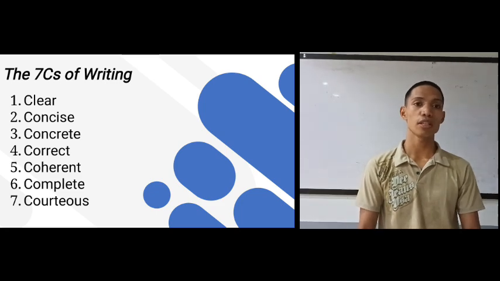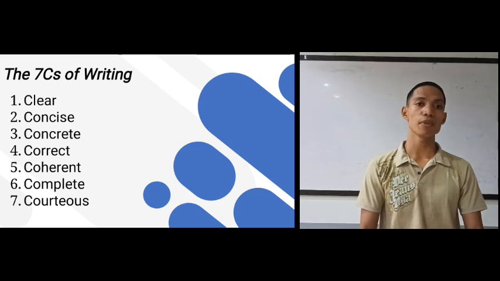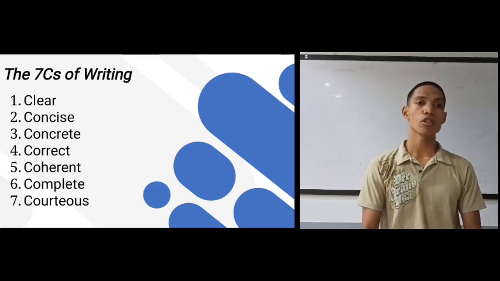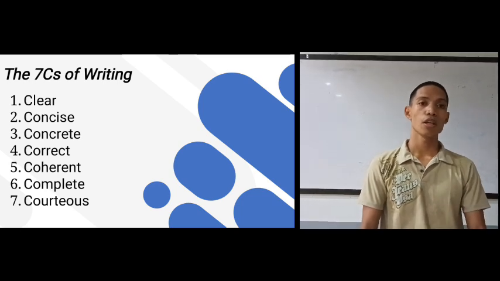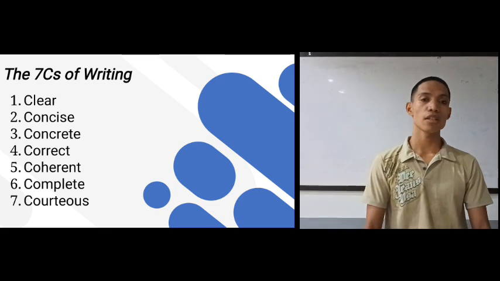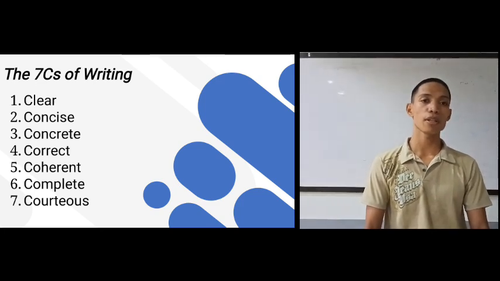Next is concrete. Now, in order for our audience to understand, we must provide them with vivid imagery in order for them to visualize what we actually mean. The next is correct. Now, in order for your audience to be convinced that you are a professional, your text must be devoid of any mistakes and make sure it is grammatically correct.